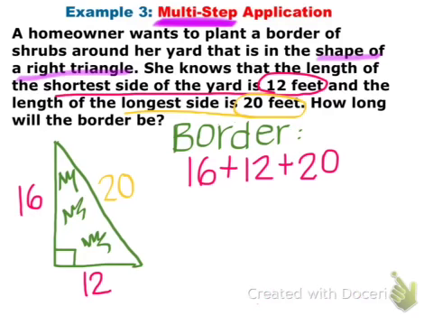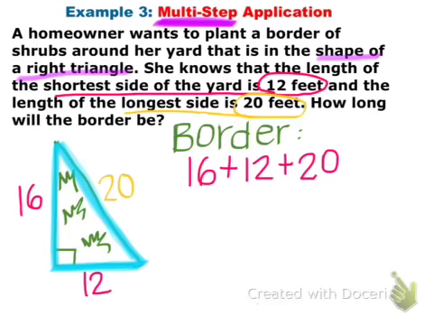Okay, so I cleaned up a little bit. I erased some of that junk that was over here. And now I have added on there that the border is going to be equal to this distance, 16, plus the bottom, which is 12, plus 20. So we've got all sides of her backyard represented.